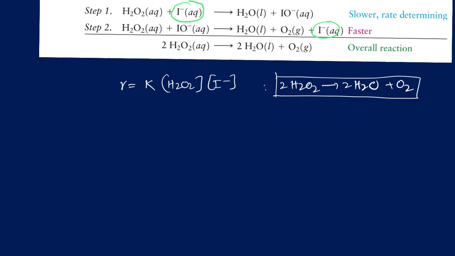So, in the rate law, a catalyst may appear, but an intermediate should not appear. You have to remember: in the rate law, an intermediate should not appear, a catalyst may appear. That is important. Therefore, I minus is the catalyst in this reaction.